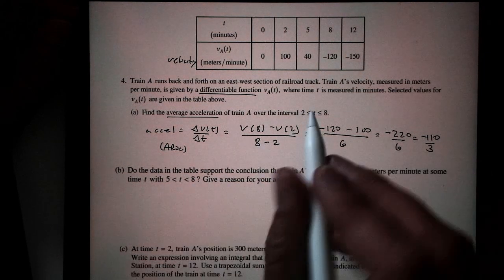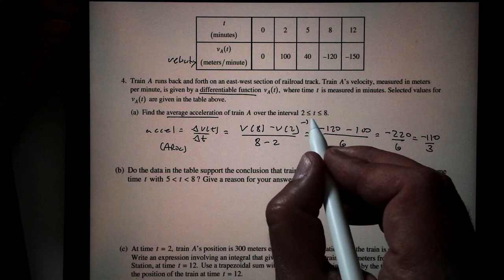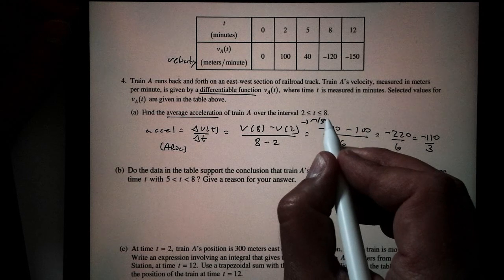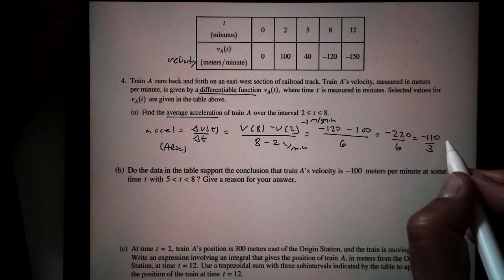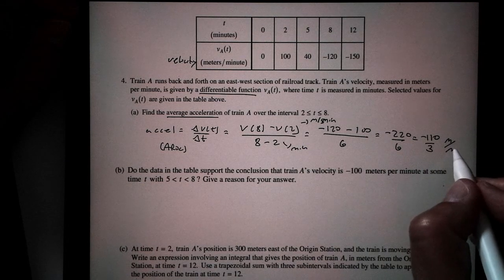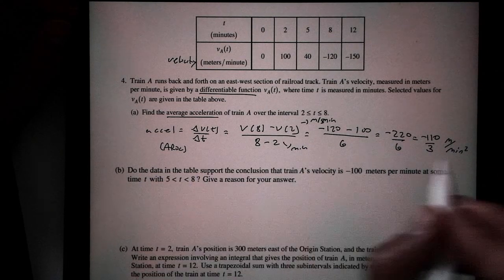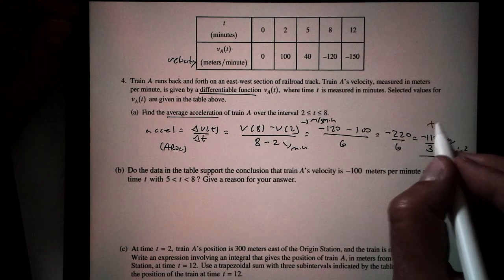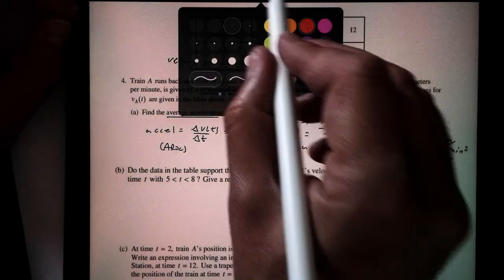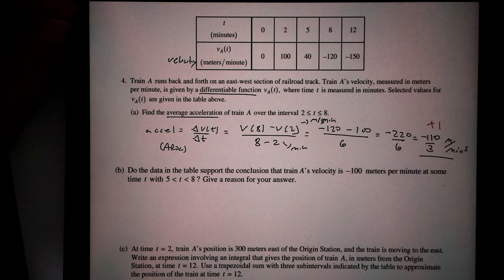And let's look at the units. Remember the top is in meters per minute, and the bottom is in minutes. So this is going to be meters per minute squared right here. And this is not worth much. It's only worth 1 point right there. It should take you about a minute to answer something like this.